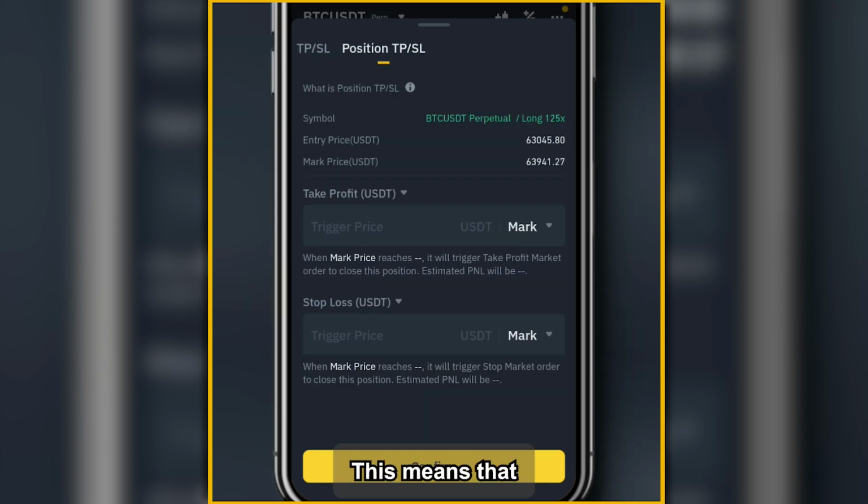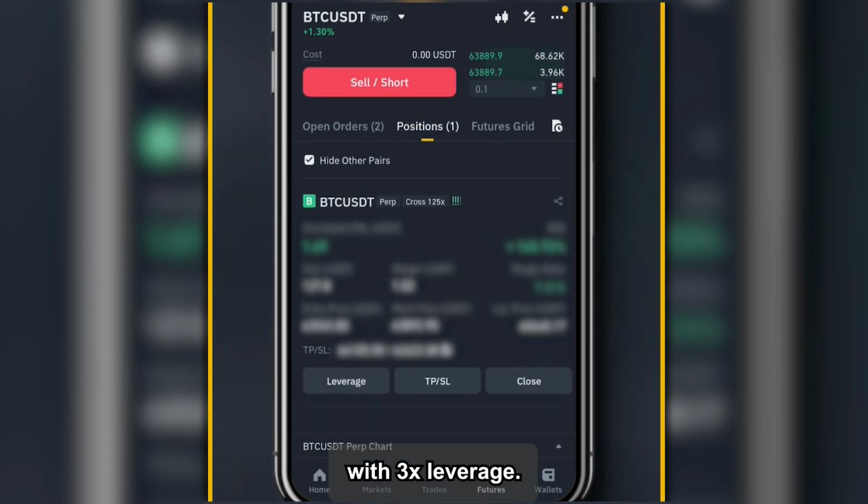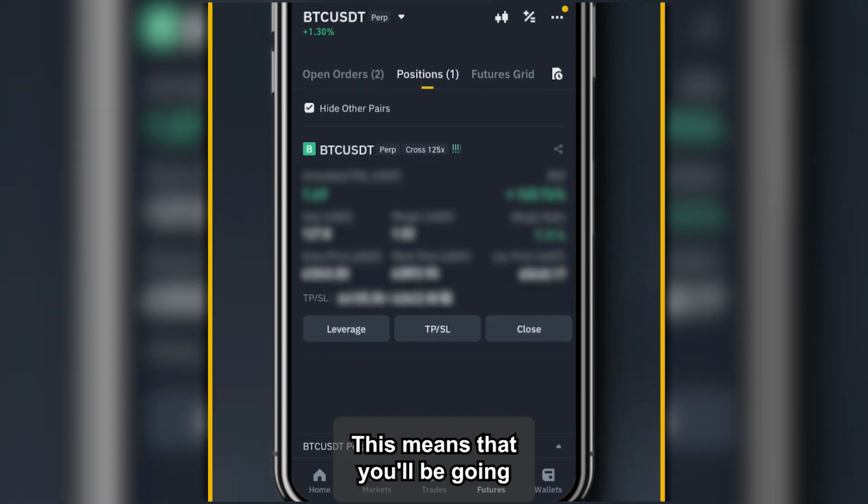This means that, let's say you have $1,000 in your margin wallet. I want to go into this trade with 3x leverage. This means that you'll be going to this trade with 3 times your margin. That's 3 times $1,000, means you're going to trade with $3,000. Remember, you have $1,000, which means you borrowed $2,000 from Binance.